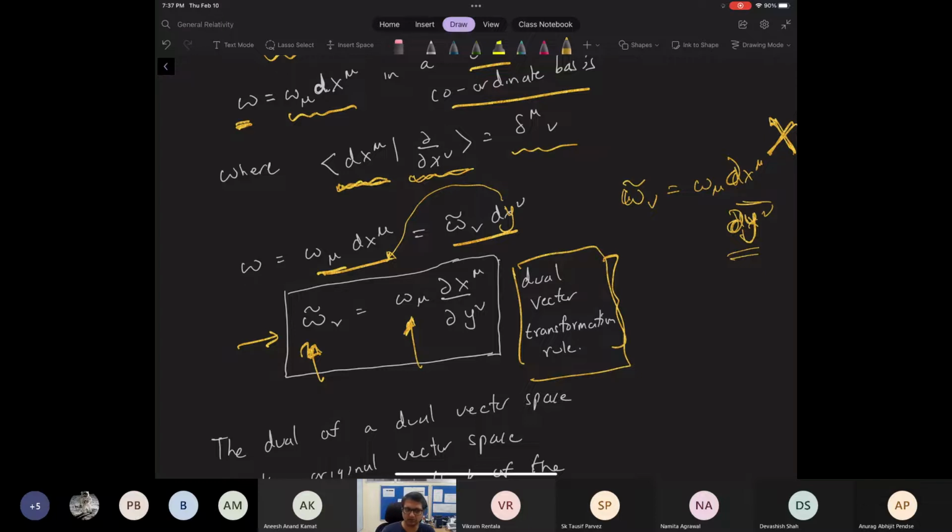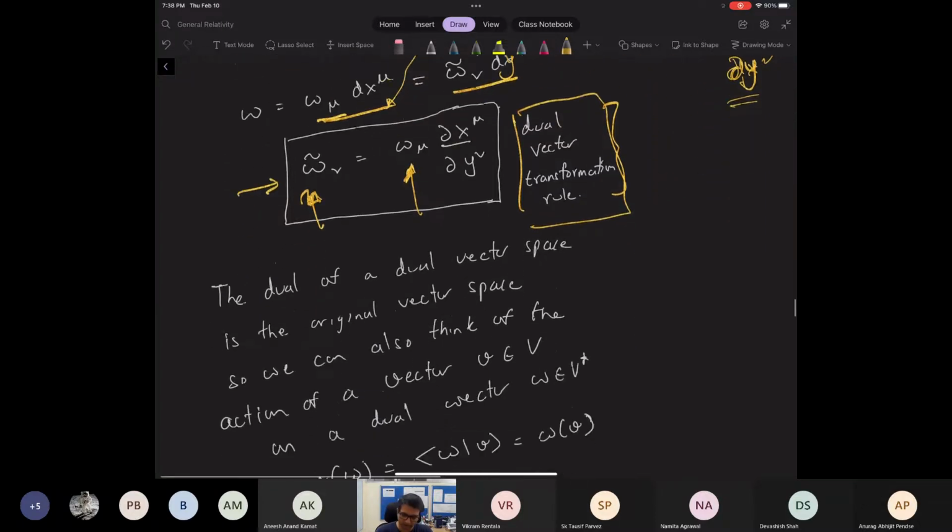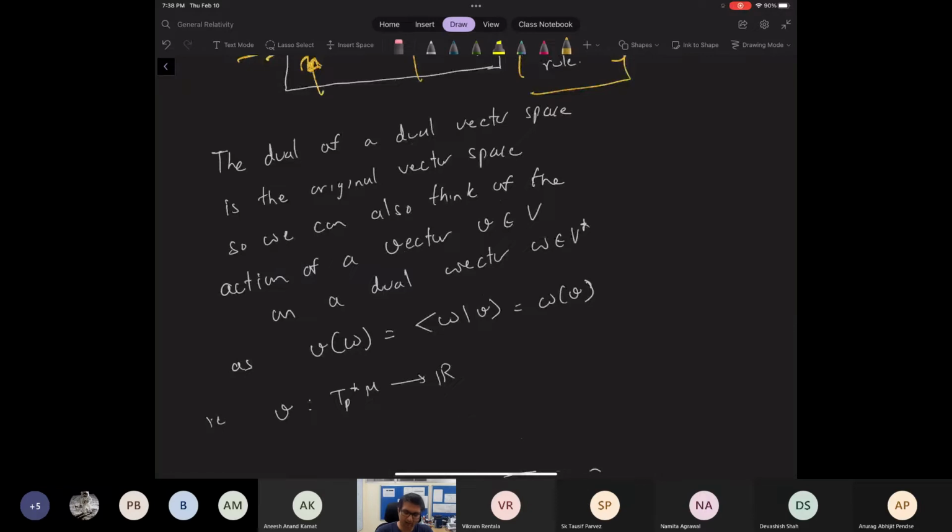Now, one important thing is the dual. For any vector space, we can define a dual. For T_pM, we defined a dual as T_p*M. But the question is, suppose we had started with T_p*M and tried to define a dual, what would we get? The answer is that you would get back the original space T_pM.